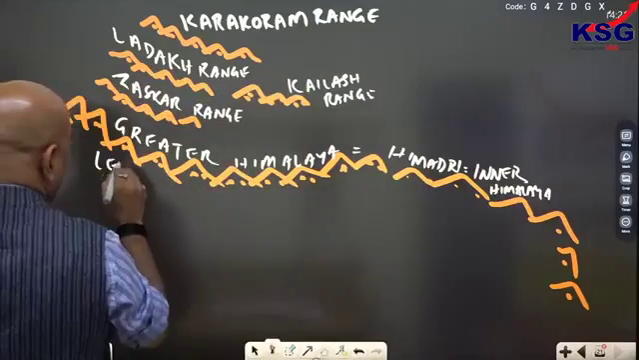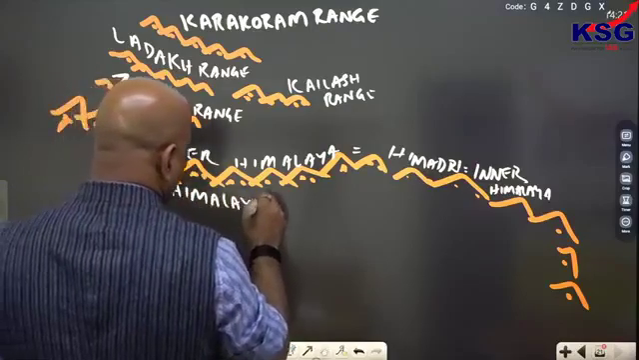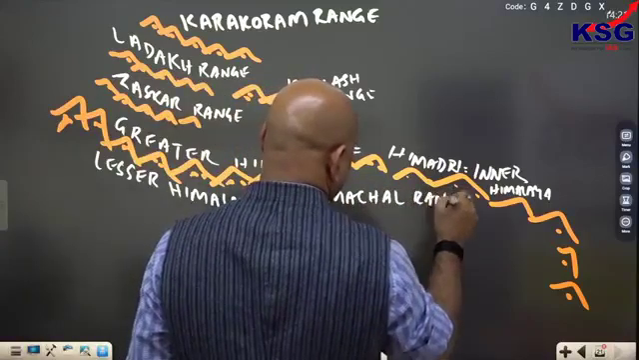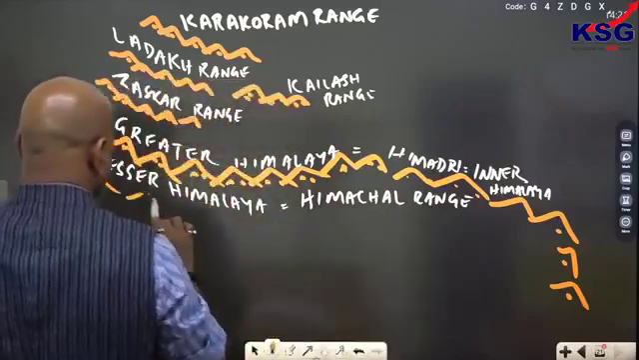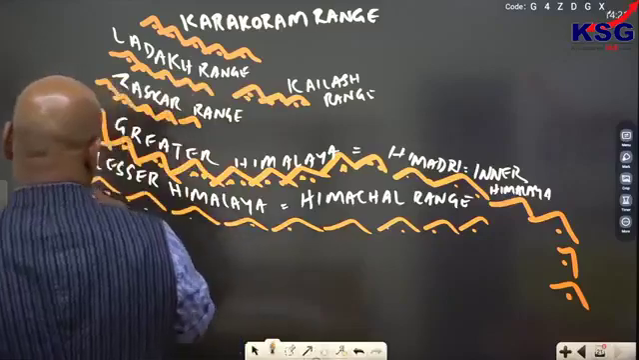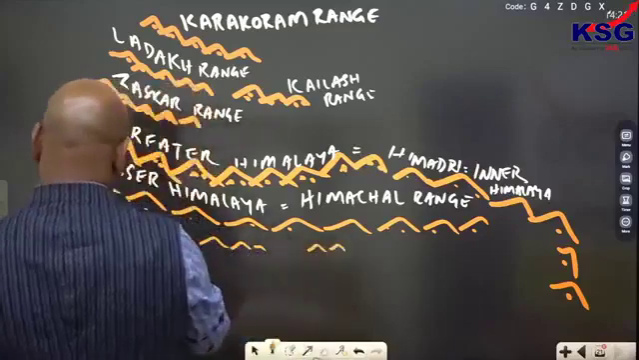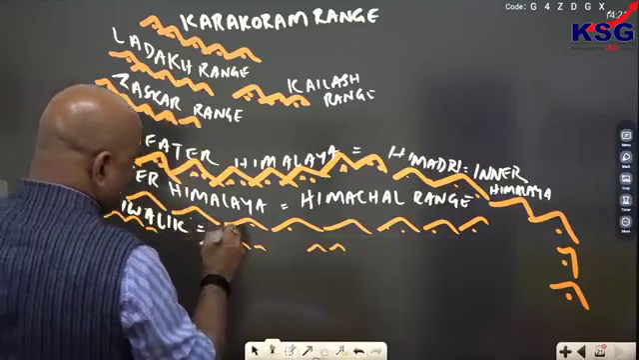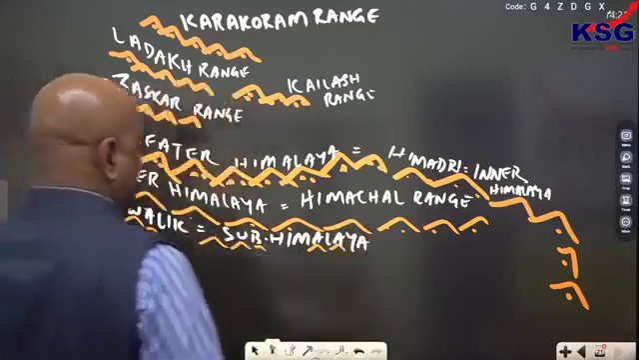Then you have here the Lesser Himalaya or Himachal range. Then you have a few highly fragmented mountains here. This is known as the Shivalik or Sub-Himalaya.